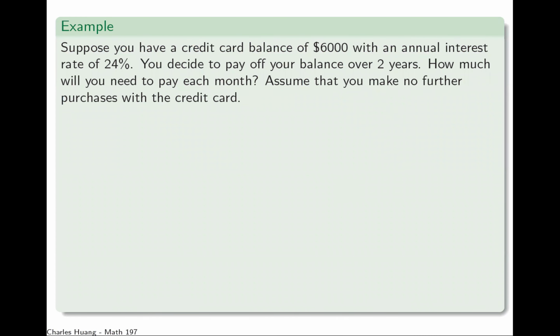Let's look at a couple of examples. Let's say we have a credit card balance of $6,000 and the interest rate is 24% APR. Let's say we want to pay off the balance in 2 years. I'm not going to use my credit card, we're only going to pay off the $6,000, and it's going to take us 2 years to do that. How much do we pay each month?